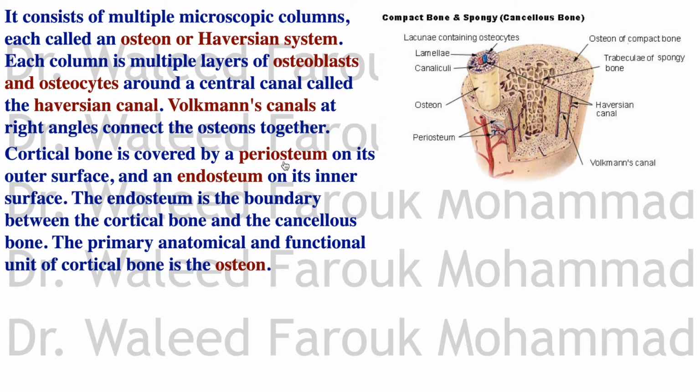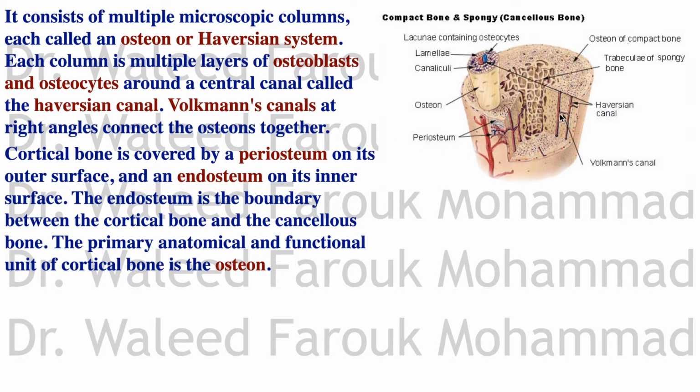The bone consists of multiple microscopic columns, as we mentioned before. It's called the Haversian system. Each column is multiple concentric layers of osteoblasts and osteocytes. Actually, the osteocytes are trapped osteoblasts in their lacunae.